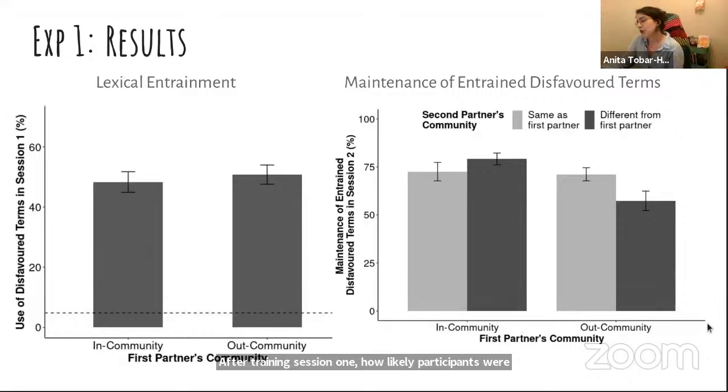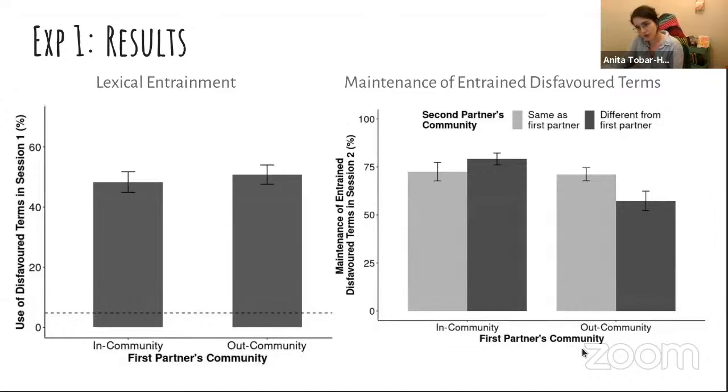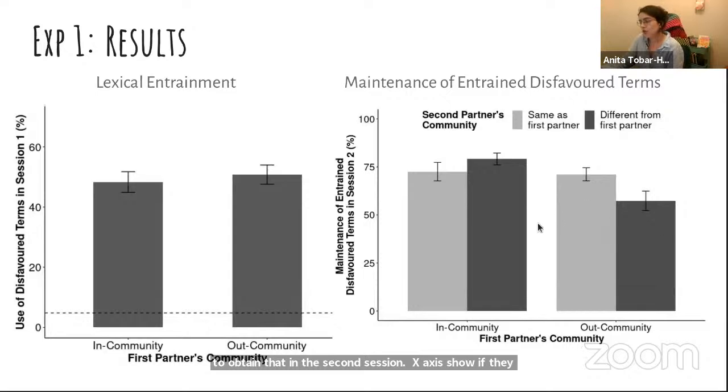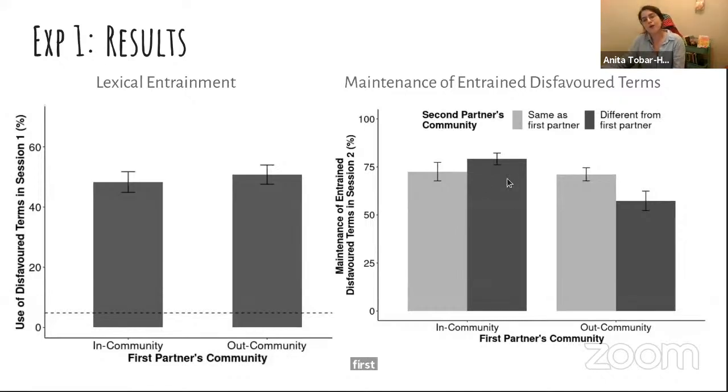The x-axis shows whether they entrained with an in-community partner or an out-community partner in the first session, and color-coded you see whether they maintained the word with a partner from the same community as the first partner in the first session, or a different community in the second session, or a partner from a different community from the first partner in the second session. And we found a significant interaction between these two variables, right?